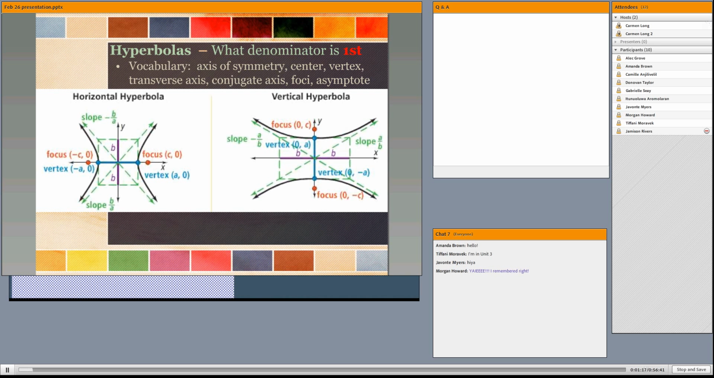All right, so let's talk about hyperbolas. At the top of your paper, write which denominator is first. It's totally different than ellipses. It's all about which denominator is first. So when you look at the equation, you're going to see the difference.